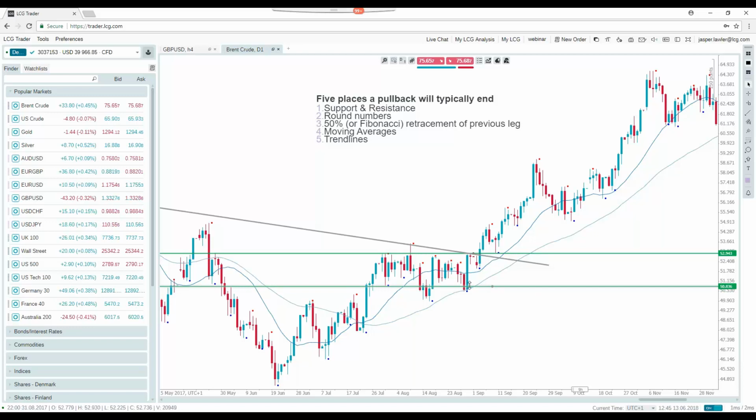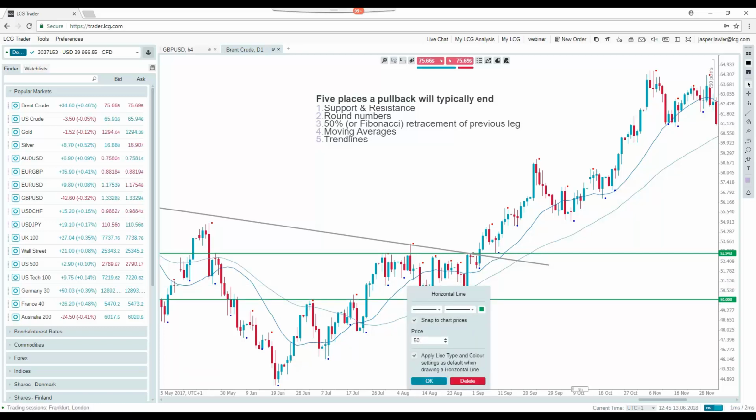And then you can see again, it was this level that basically held as support again, and the market moved forward. So you can see support and resistance working here, highlighting areas where the pullback might end. Now you'll also notice that if we had that as our support, why didn't it quite end there? Well, actually it was 50, the round number, that pretty much called where that particular pullback ended.